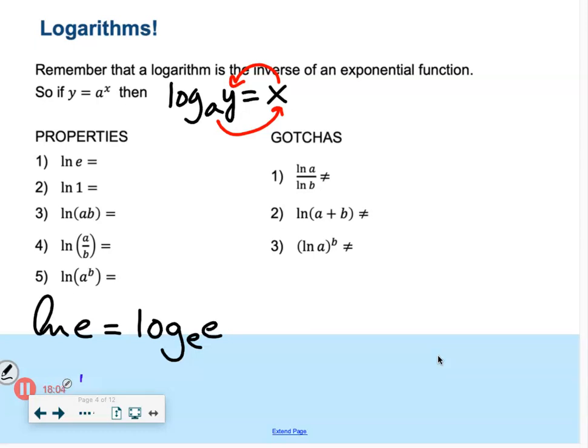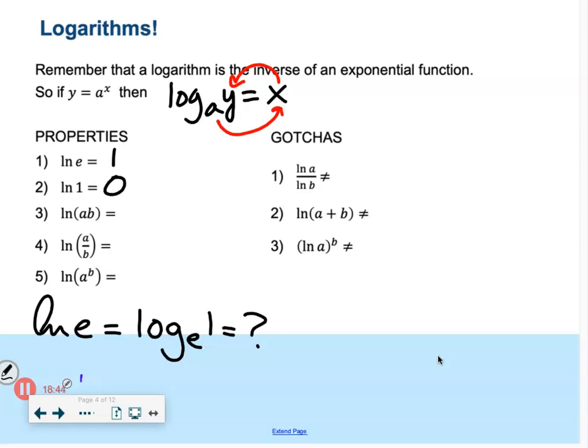So anyway, here's the thing. Log base E of E, if I set this equal to a question mark, what you're asking yourself is, E to what power equals E? 1. So the natural log of E is 1. If I asked you for the natural log of 1, then you're saying E to what power is 1? 0. Natural log of 1 is 0. Log of any base of 1 is 0, right? Anything to the 0 is 1.